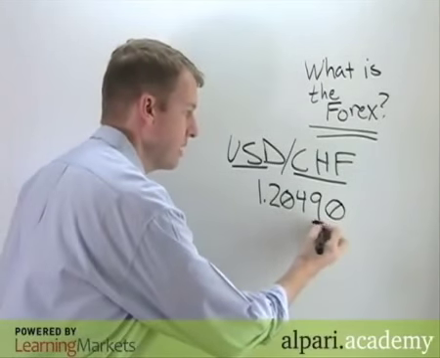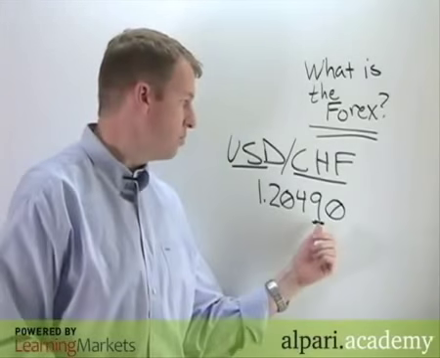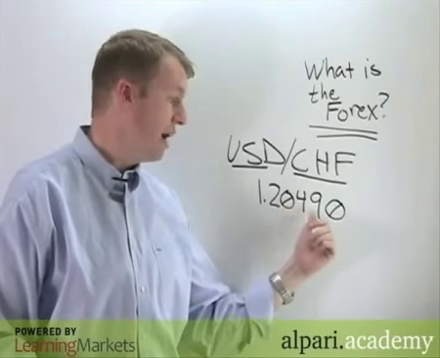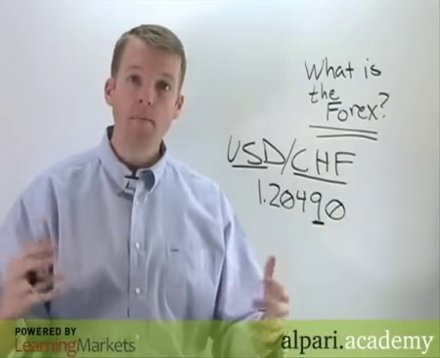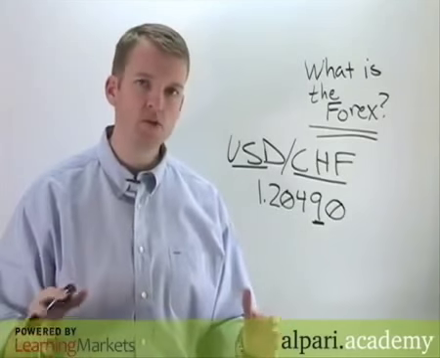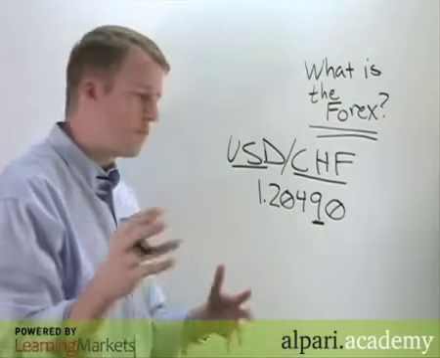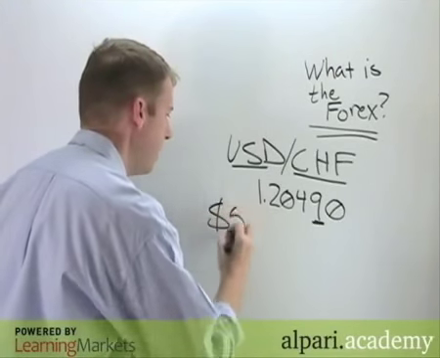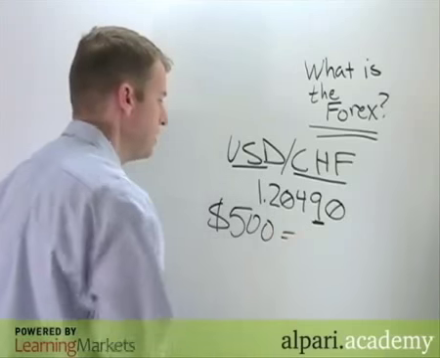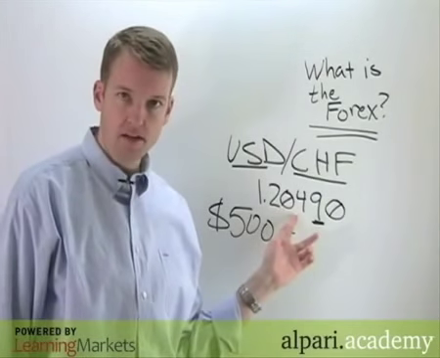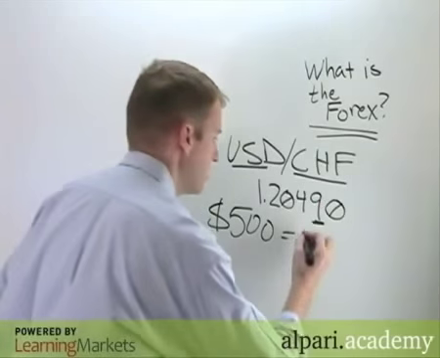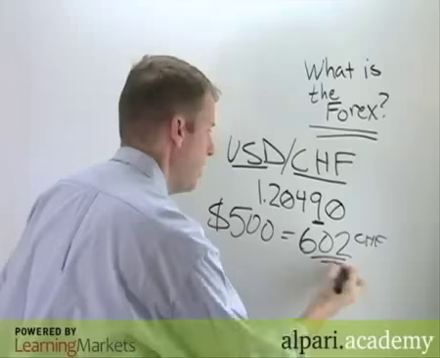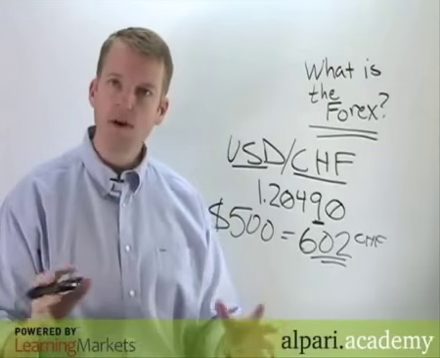And this decimal place right here is called a pip. So one move up or down in that number there, so if we go from 2049 to 2050, then we've moved up 1 pip. So you'll hear Forex traders use that verbiage all the time. Now, if we were to convert some spending money, so let's say, for example, we're going to turn $500 worth of spending money into francs at this particular exchange rate. Well, that's going to give us 602 francs.